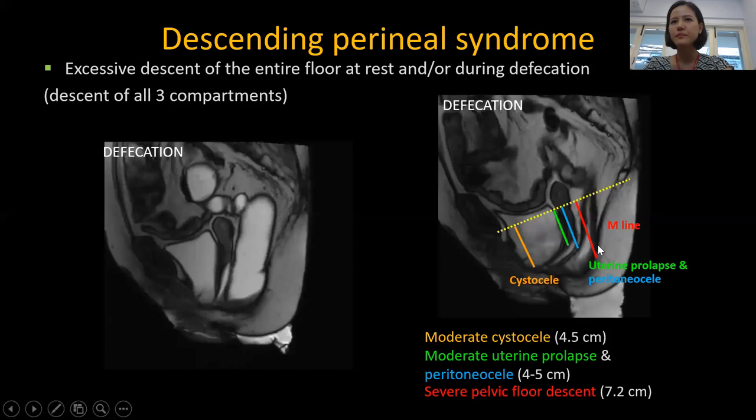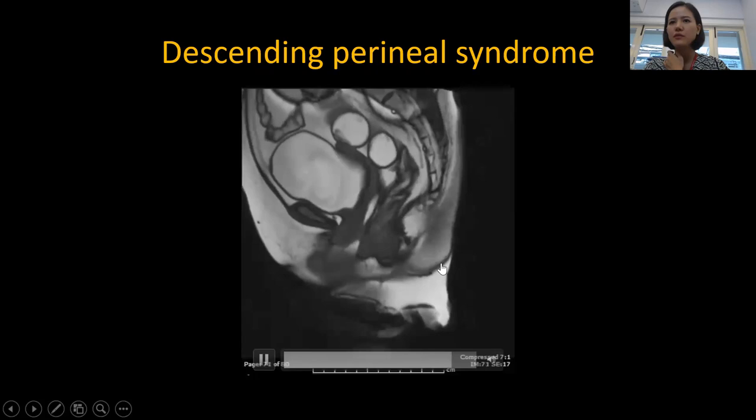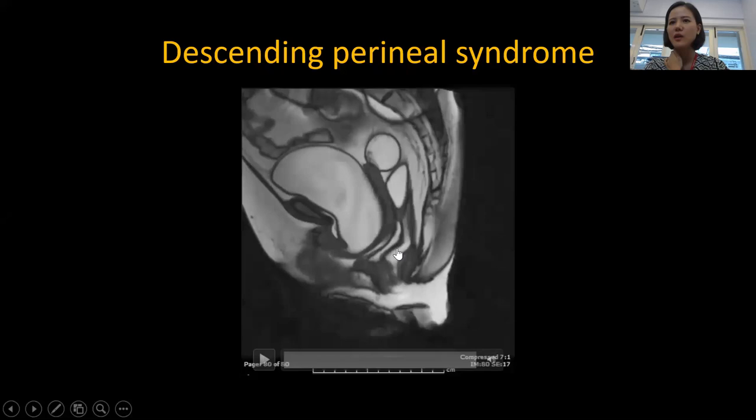You can see in this dynamic image of evacuation, you can see severe pelvic floor descent and cystocele, uterine prolapse, and also intussusception and anterior rectocele.